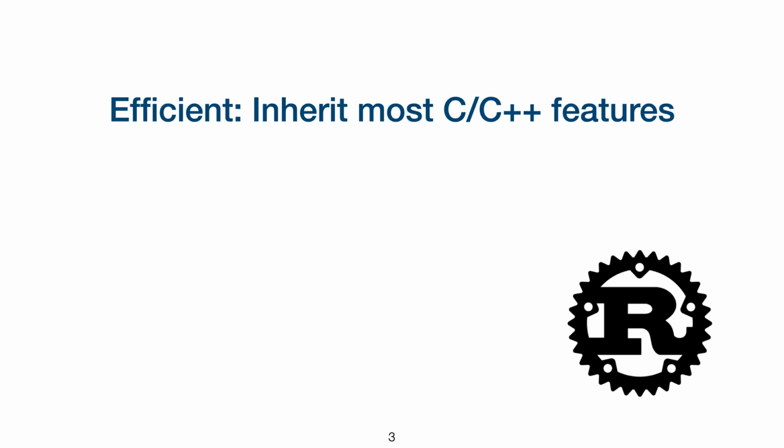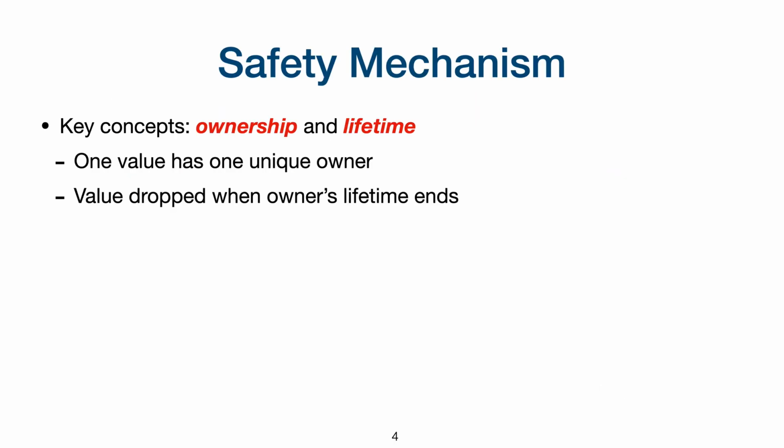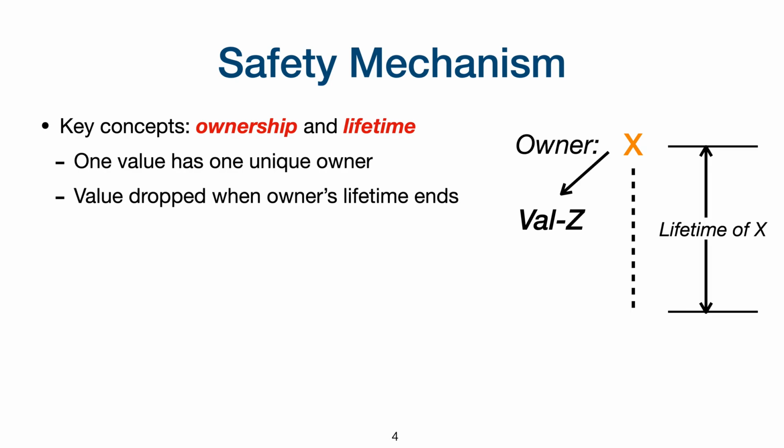Rust is designed to provide both efficiency and safety by inheriting most C and C++ features while enforcing strict compile-time checks. Rust's safety mechanisms are centered around the concepts of ownership and lifetime. Each value has one and only one owner variable. A value is dropped and cannot be used anymore when its owner variable's lifetime ends.